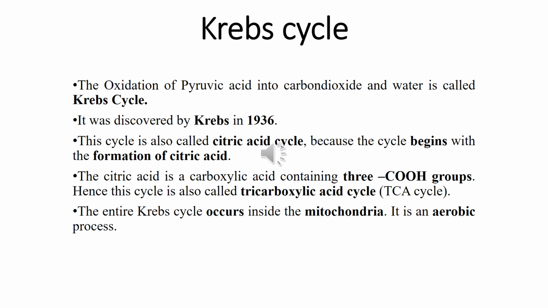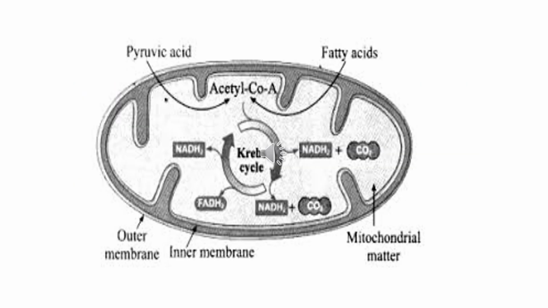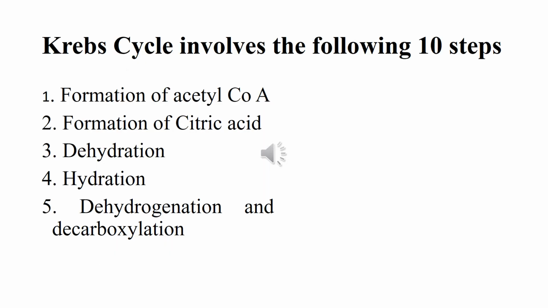The citric acid is a carboxylic acid containing 3 COOH groups. Hence, this cycle is also called tricarboxylic acid cycle. The entire Krebs cycle occurs inside the mitochondria. It is an aerobic process. Krebs cycle involves 10 steps.